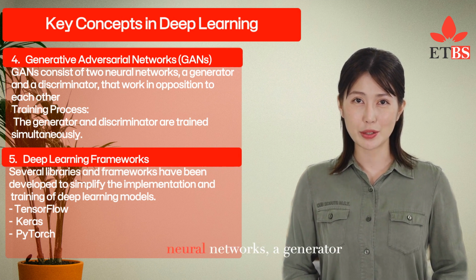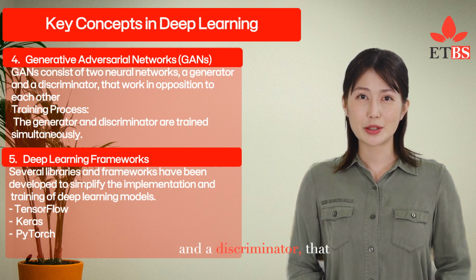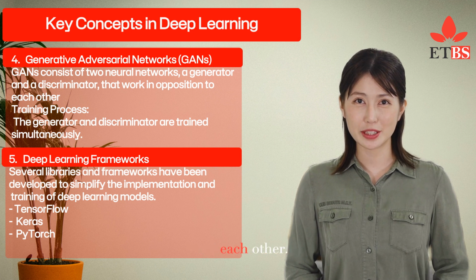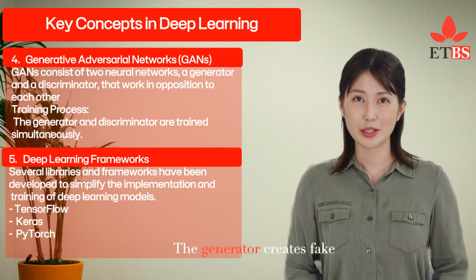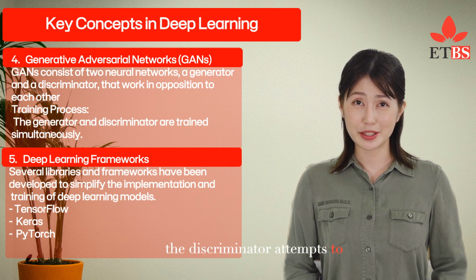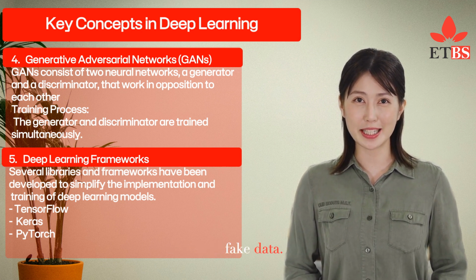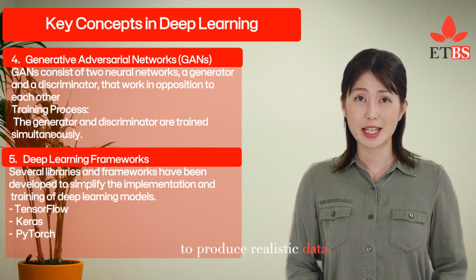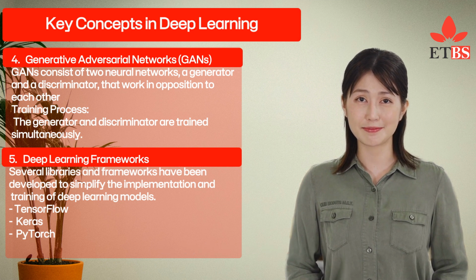GANs consist of 2 neural networks, a generator and a discriminator, that work in opposition to each other. The generator creates fake data, e.g., images, while the discriminator attempts to distinguish between real and fake data. The goal is for the generator to learn to produce realistic data by fooling the discriminator.